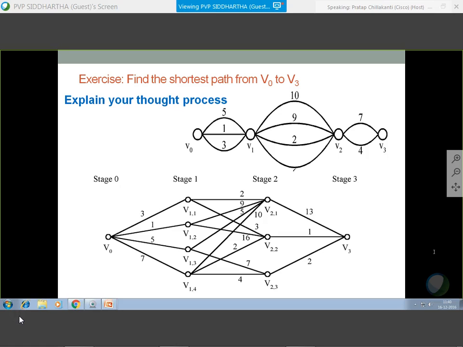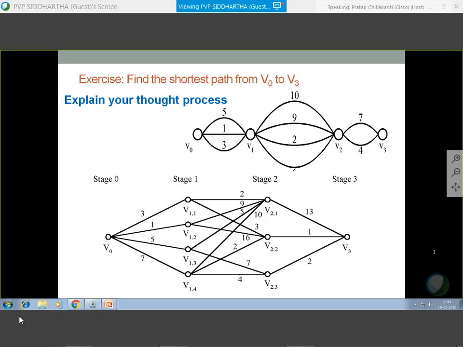The first one, the algorithm was, we start at V0. We look at outgoing edges. There's an edge with 5, there's an edge with 1, there's an edge with 3. And we pick the shortest edge in terms of weight. So we take 1. So from there we go to V1.